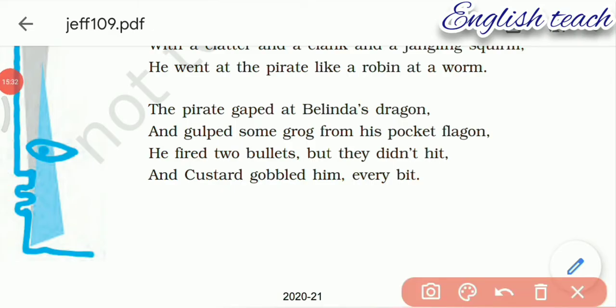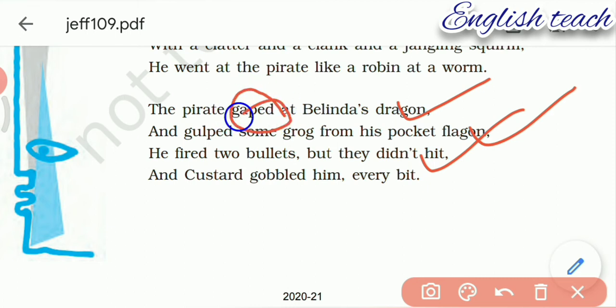11th paragraph. The pirate gaped at Belinda's dragon and gulped some grog from his pocket flagon. He fired 2 bullets, but they didn't hit, and Custard gobbled him every bit. Difficult words are gaped. Gaped meaning is started with mouth wide open.